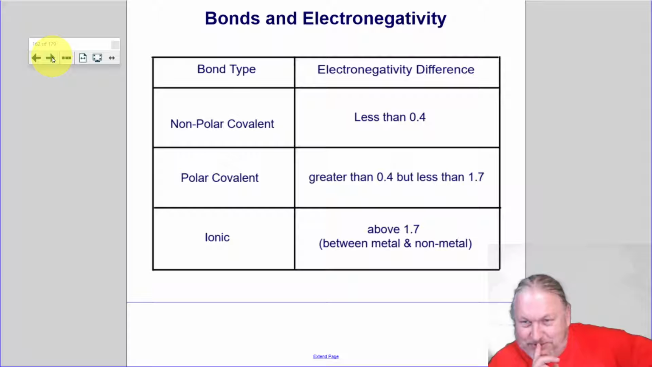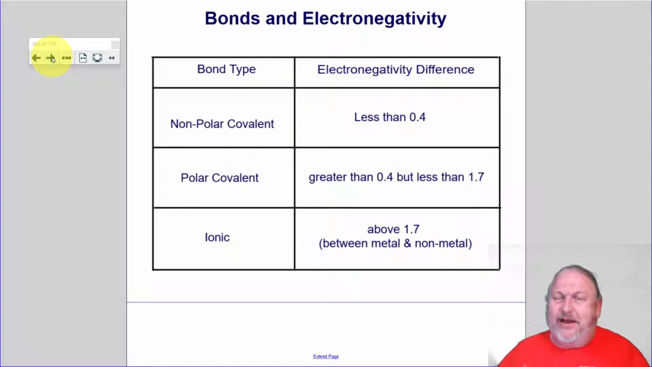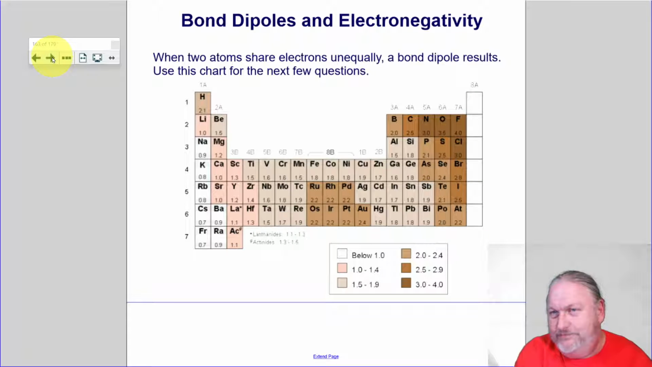So we have changes in the electronegativity difference. Any electronegativity difference above 1.7, pretty much between a metal and a non-metal, we call an ionic bond, where the electron is totally grabbed by the most electronegative element, the non-metal. The bonds are polar if the electronegativity difference is between 0.4 and 1.7. We say something is nonpolar covalent if the electronegativity difference is less than 0.4. We've got our chart of electronegativities, and I can print one out or put it on OneNote so you can use it to do your calculations.